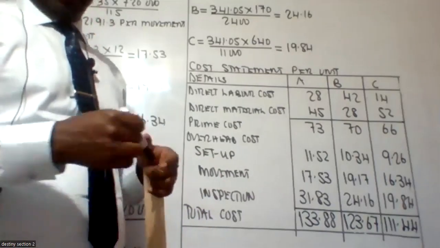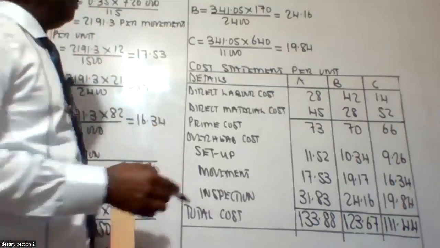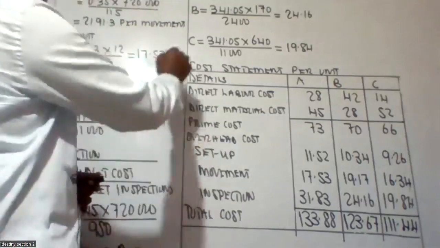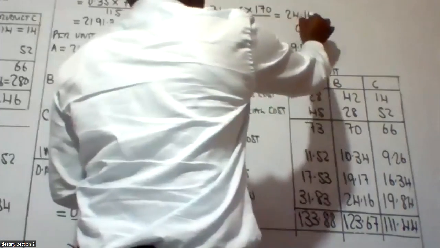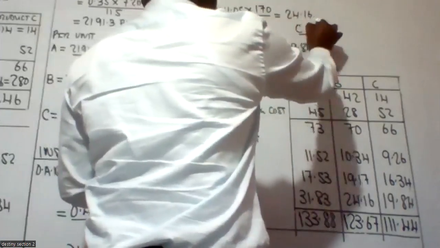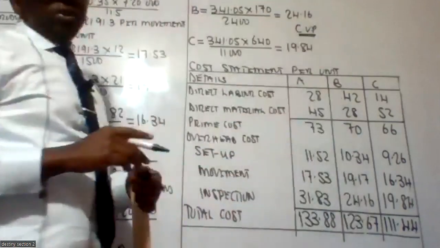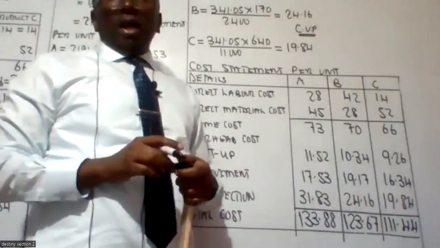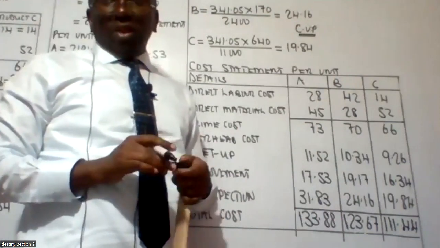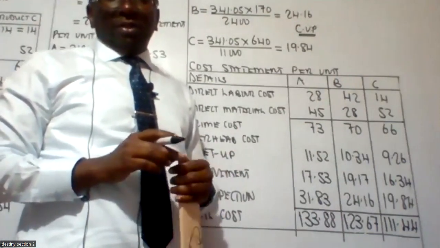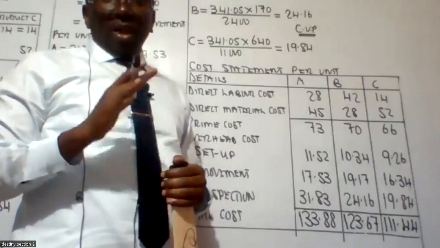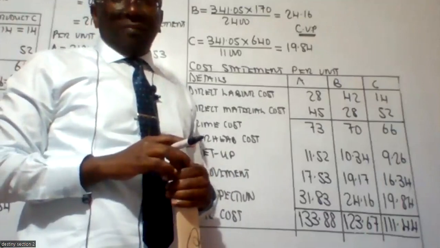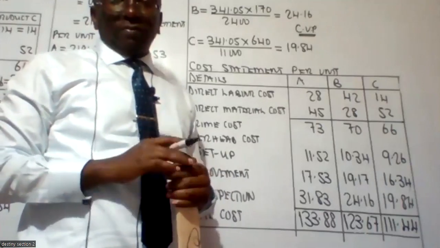Our next topic is CVP, cost volume profit analysis. According to the semester timetable, we are supposed to finish the syllabus by end of this month, so that from August we just do revision.